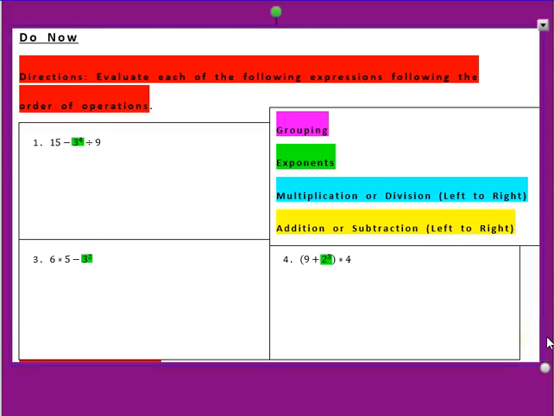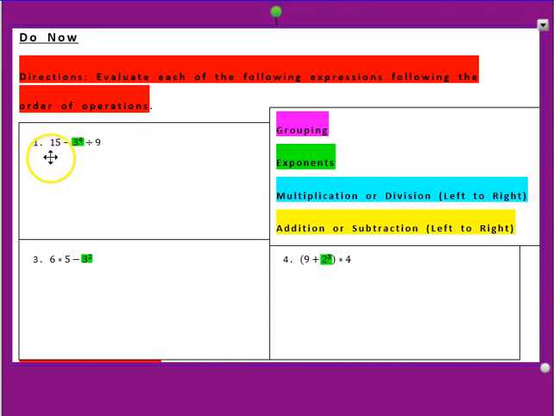Today we're going to start with a do now that is a review of GEMS. Remember that GEMS tells us the order in which we solve problems. GEMS stands for grouping, exponents, multiplication or division as it comes from left to right, and addition or subtraction as it comes from left to right.